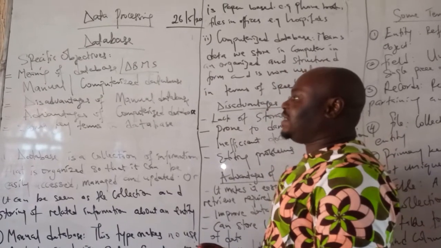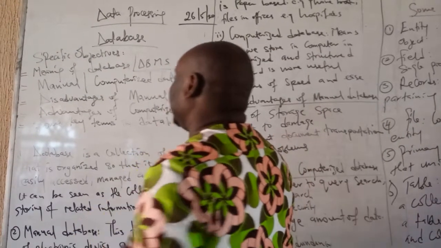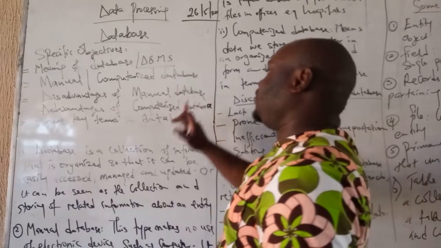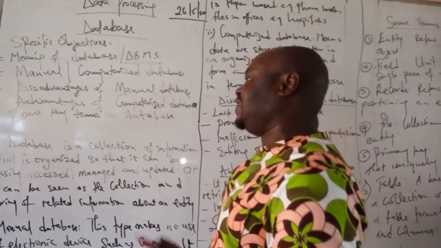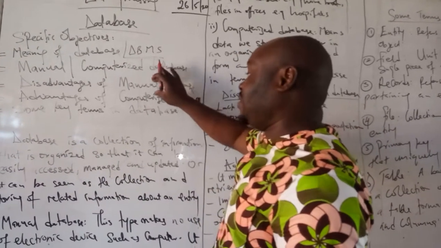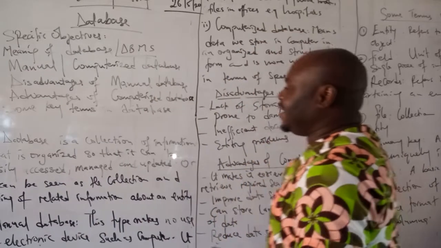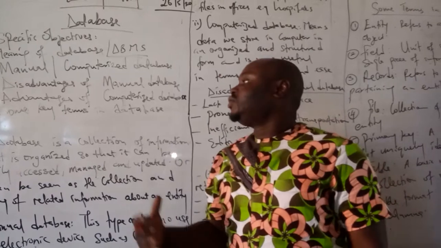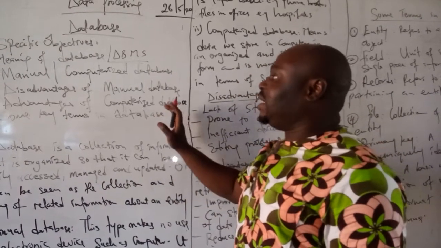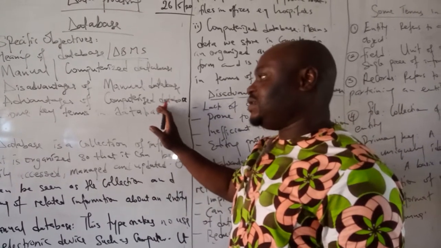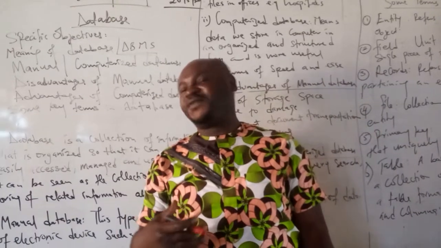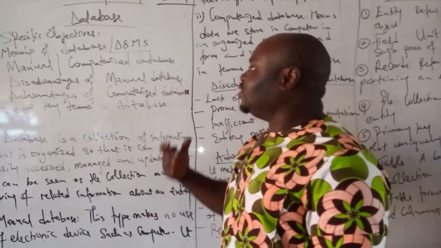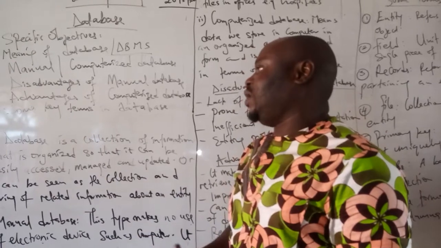Then we are going to look at manual database and computerized database. Then we look at the advantages and disadvantages of manual and computerized. At the end also, we shall discuss some of the key terms that normally come out in the application of database, which most of the students find difficult to understand when they are given a question.